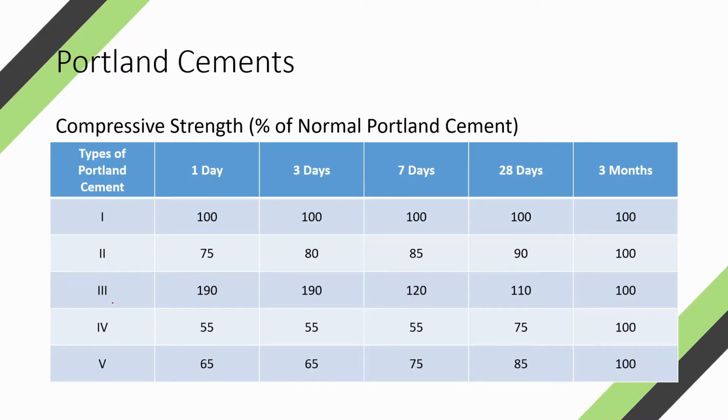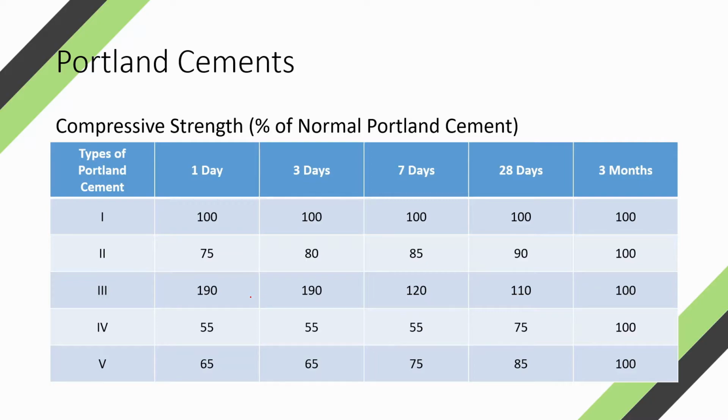So, yung high early strength natin, type 3, at the first day, it will gain 190% of its strength. And at 28 days, 110%. And after 3 months, balik na siya sa yan na yung talagang magiging strength niya throughout its life. And so on. So ayan yung mga strength niya. Every type of cement.